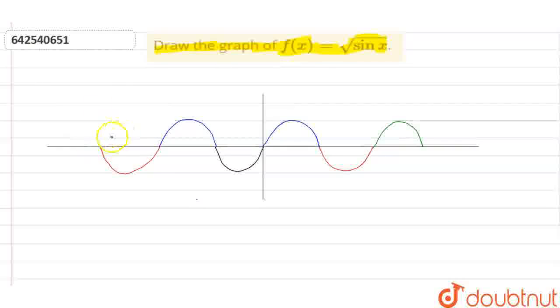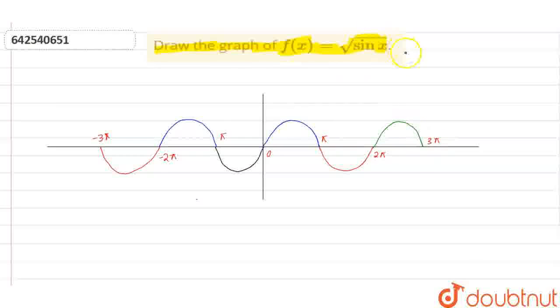In a similar manner, the graph will move. So this is the graph of y is equal to sin x. This is minus 3 pi, minus 2 pi, minus pi, 0, pi, 2 pi, and 3 pi.